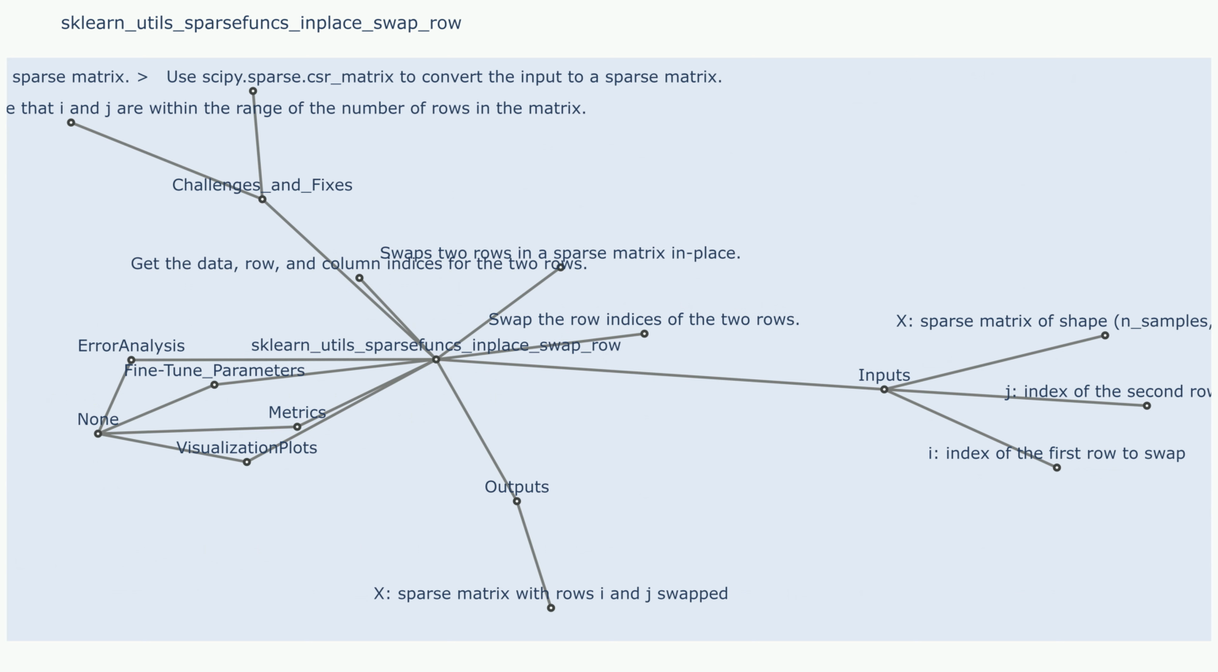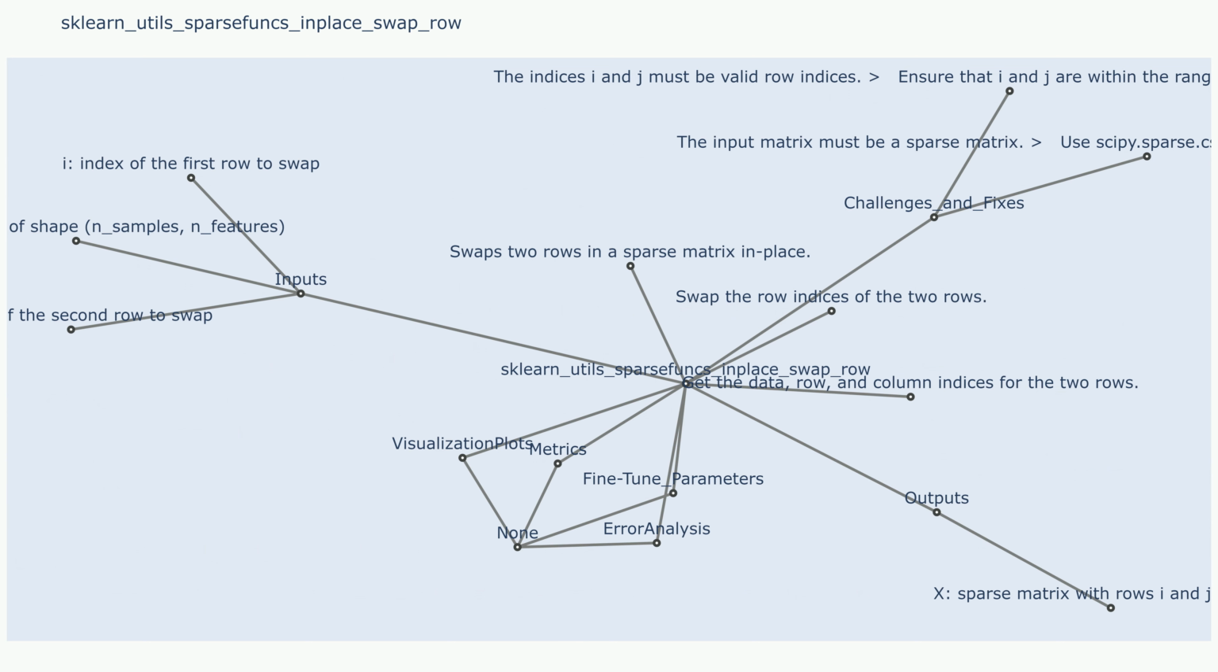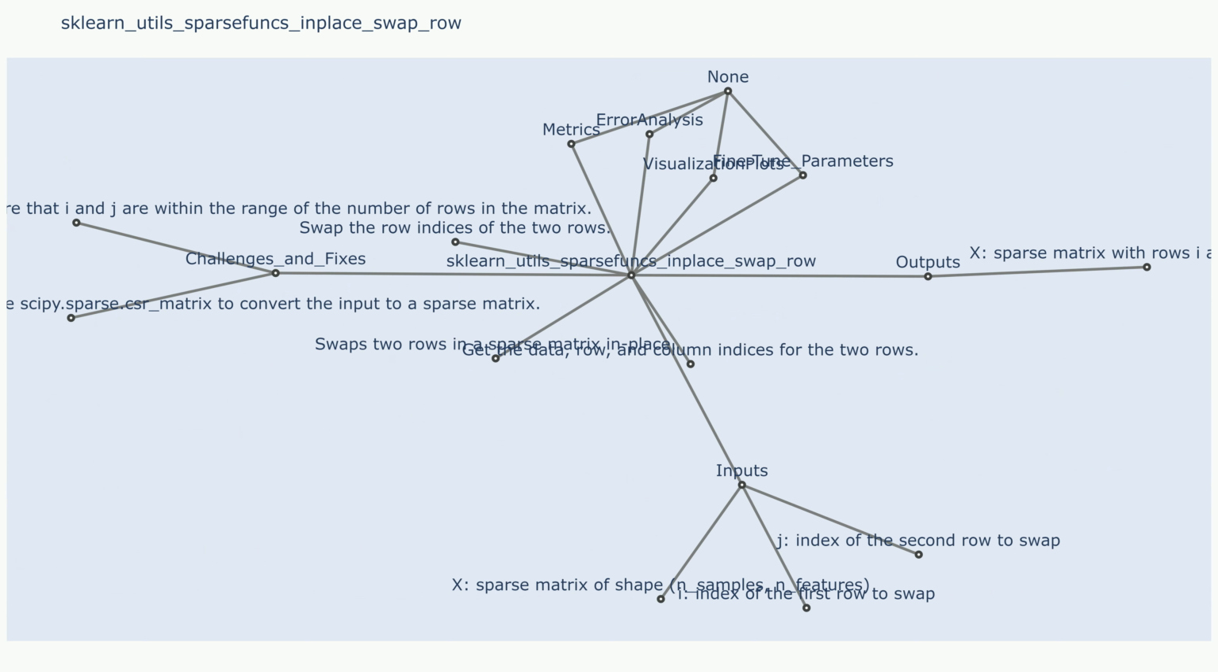Fixes to challenge 1. Validate the input indices i and j to ensure they are within the valid range of row indices, 0 to number of rows minus 1, before performing the swap. Raise an IndexError if the indices are invalid.